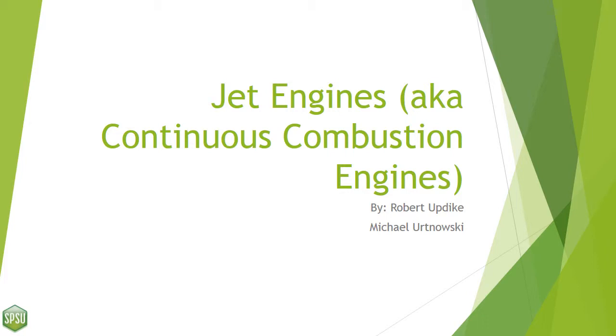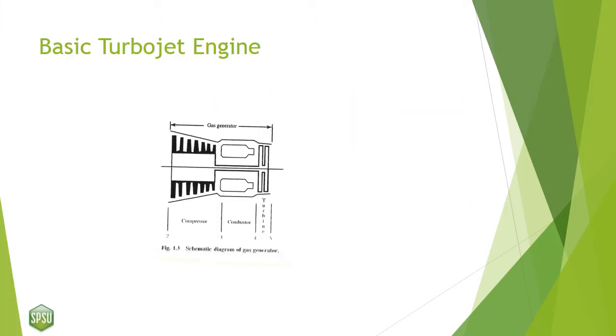Today we're going to tell you a little bit about jet engines. These are also known as continuous combustion engines. This is a basic jet engine. While there are many configurations, all jet engines contain the same basic components: an inlet, a compressor, a combustion chamber, a turbine, which provides power to the compressor via a spool or shaft that runs down the middle of the engine, and an exhaust nozzle.